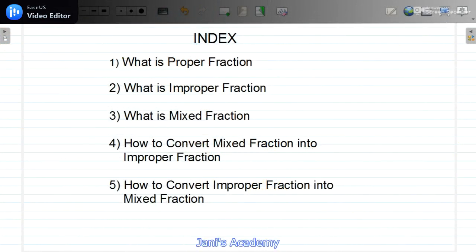Students, today we are going to learn what a proper fraction is, what an improper fraction is, what a mixed fraction is, and how to convert a mixed fraction into an improper fraction and an improper fraction into a mixed fraction. So let's start with what a proper fraction is.